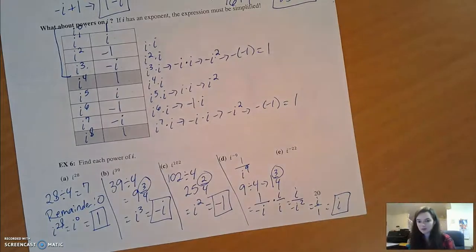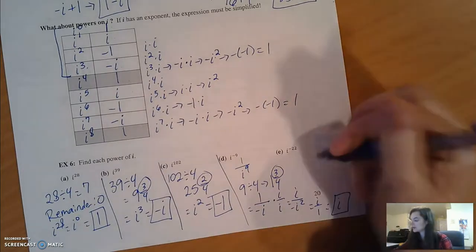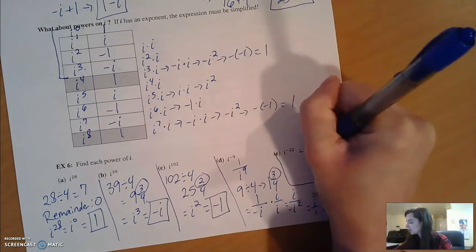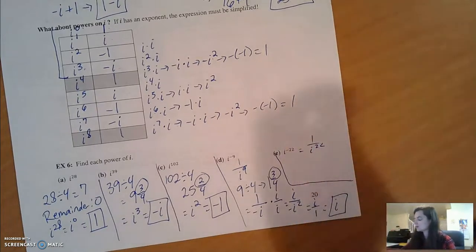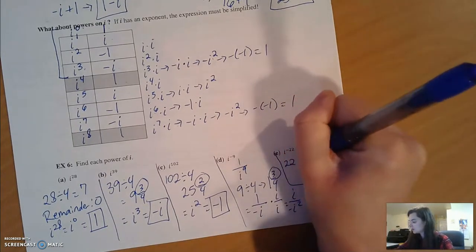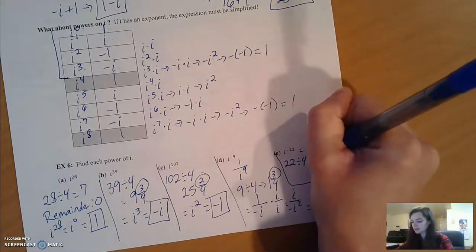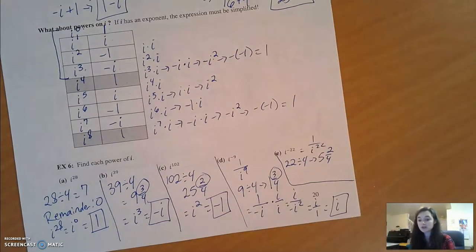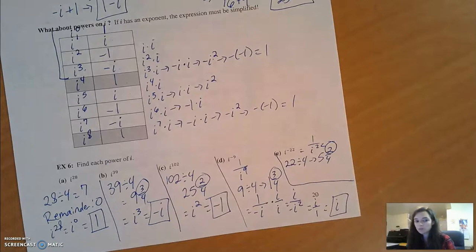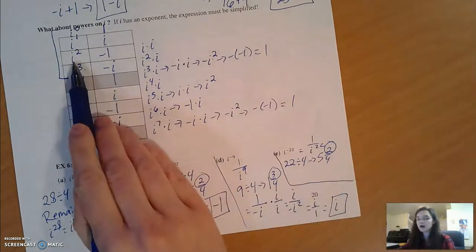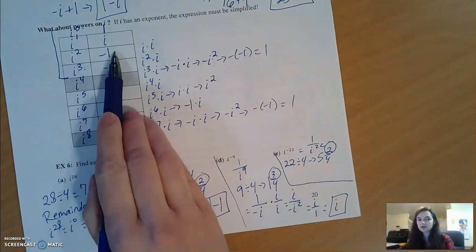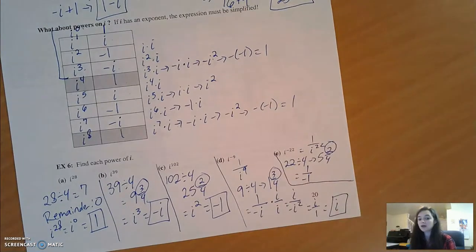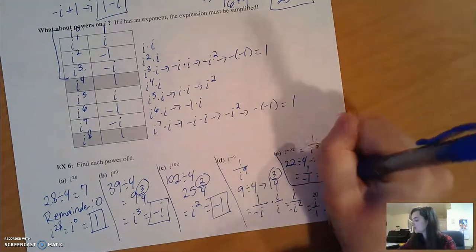Alright, last one, I promise, is i to the -22nd. Let's do the same idea here. That's the same thing as 1 over i to the 22nd. If you do 22 divided by 4, you're going to get 5.5, or 5 2/4. So that means it has a remainder of 2. That means it's equivalent to i squared. i squared equals -1. So for us, we have 1 over -1. And 1 divided by -1 is -1.